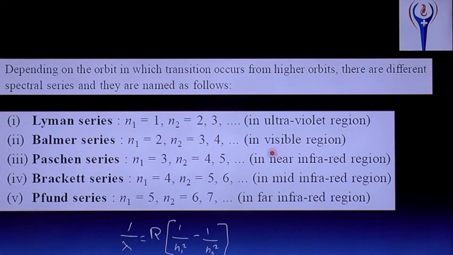We can see. Paschen series: if the electron jumps from the fourth, fifth or higher orbit to the third orbit, then it is near infrared region. Brackett series: any of the fifth, sixth to the fourth orbit, mid infrared region. Pfund series: any of the higher orbits from 6th, 7th etc. to the 5th orbit, that is n1 equal to 5 and n2 equal to 6, 7, for infrared radiation. So in this also we will work out more problems. Lyman series, Balmer series, Paschen series, Brackett series, Pfund series.